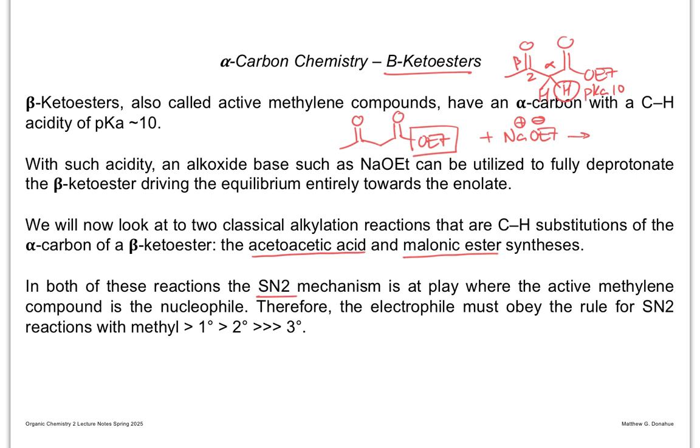So the alkylation occurs through an SN2 mechanism. The active methylene group, that CH2 group, is the nucleophile. And so you have to match the electrophile to the SN2 trend, where a methyl reacts greater than a primary, greater than secondary, and then tertiaries don't react.